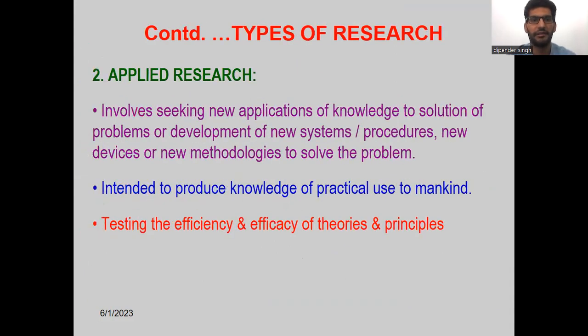Again, the second type of research is applied research, which involves seeking new applications of knowledge to solve problems or develop new systems, procedures, new devices, or new methodologies to solve the problem. It is intended to produce knowledge of practical use to mankind. It is testing the efficiency and efficacy of theories and principles.